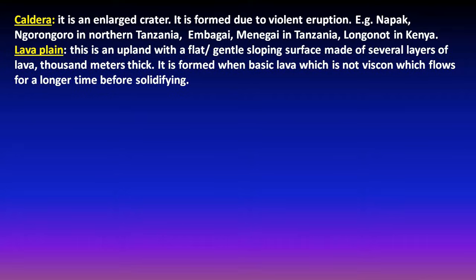Next is lava plains. This is an upland with a flat, gently sloping surface, made of several layers of lava, 1,000 meters thick.